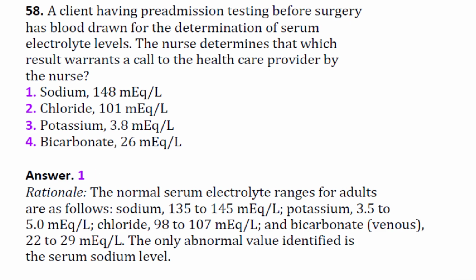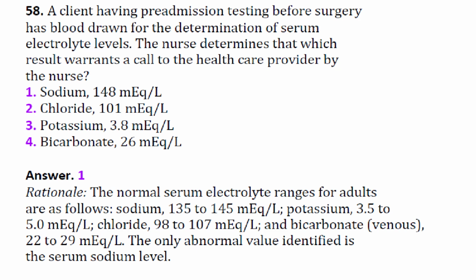58. A client having pre-admission testing before surgery had blood drawn for the determination of serum electrolyte levels. The nurse determines that which result warrants a call to the healthcare provider by the nurse. 1. Sodium, 148 mg/L. 2. Chloride, 101 mg/L. 3. Potassium, 3.8 mg/L. 4. Bicarbonate, 26 mg/L.